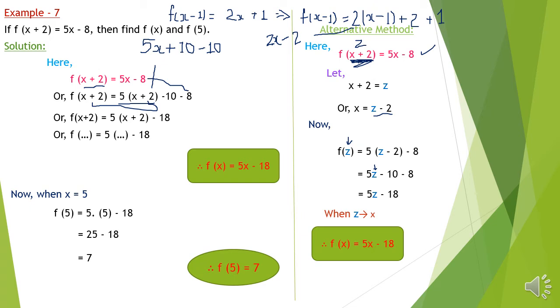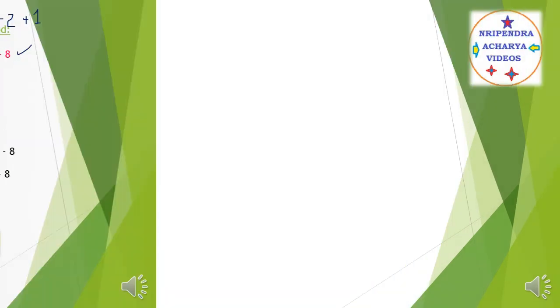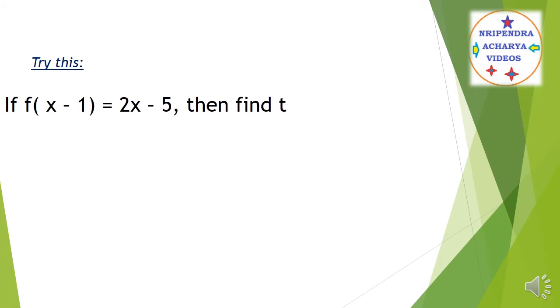Okay, let's move on. Now you can see there is a question: f(x minus 1) is equal to x minus 1, then find the value of f(x) and f(9). If you have understood the previous example, then you can easily do this question. Let's move forward.